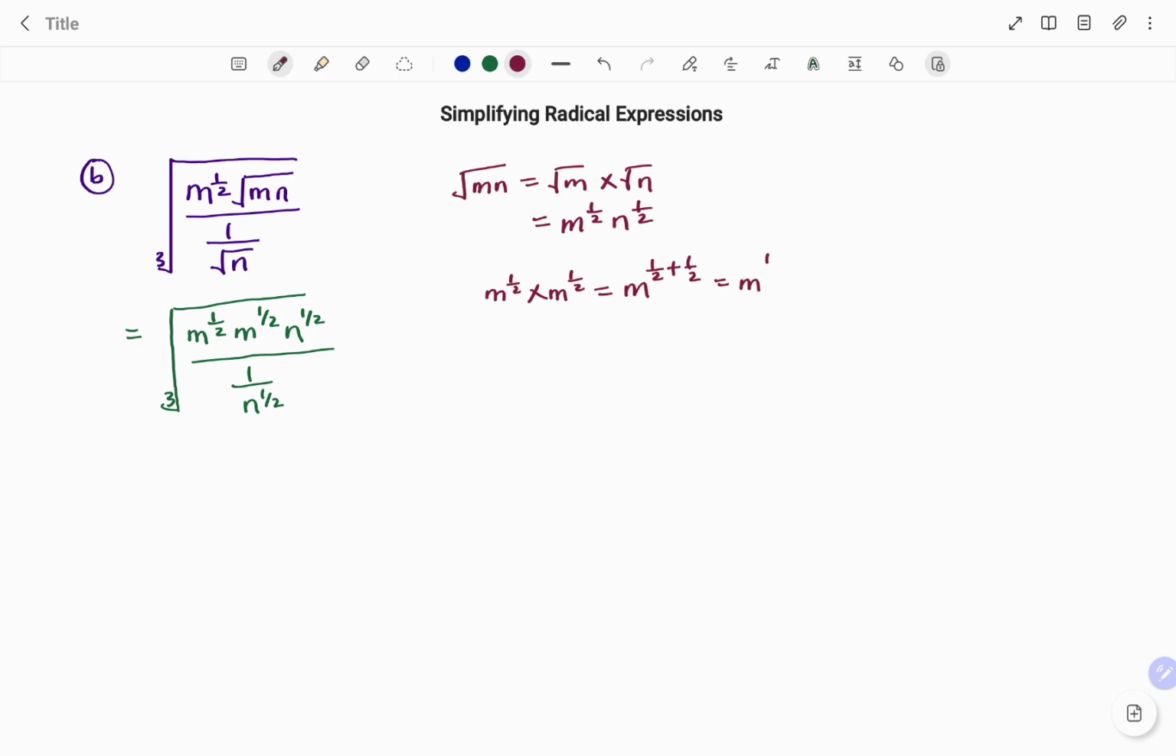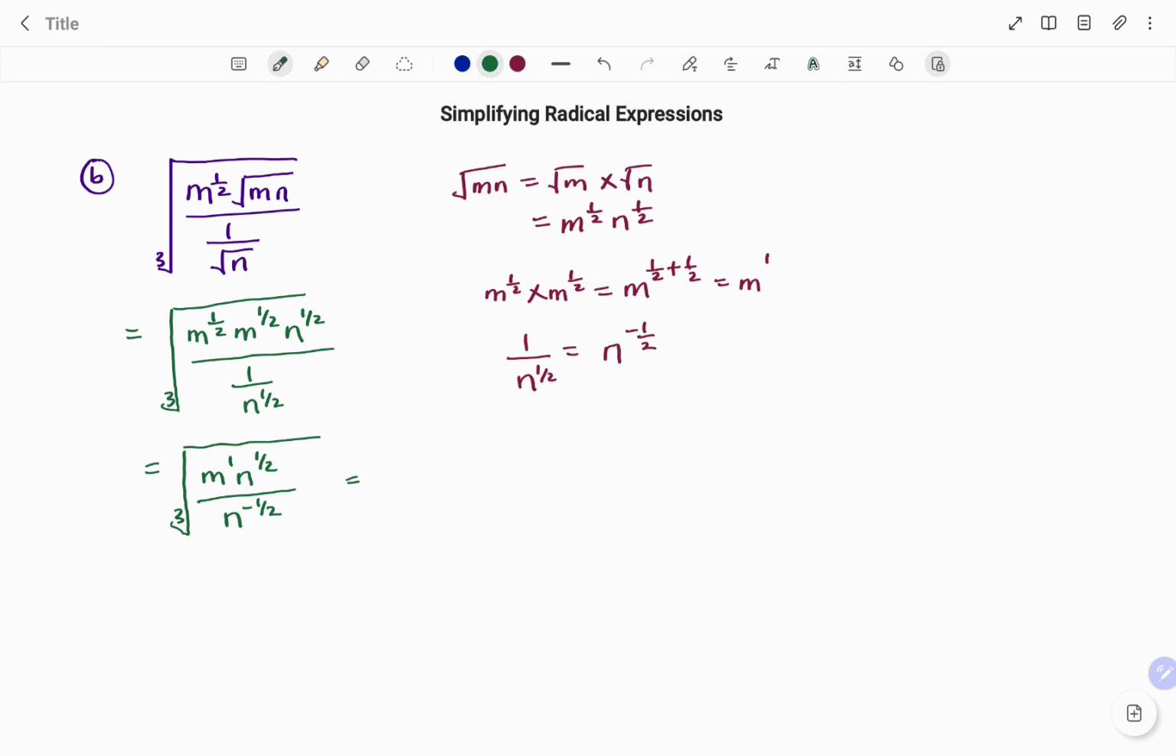And likewise, if I have 1 over n to the power of half, to make it a negative exponent, I'm going to take my base to the top and now my exponent will be negative. So applying those rules, I still have my cube root outside. I have m to the power of 1, n to the power of 1 over 2, divided by n to the power of negative 1 over 2.